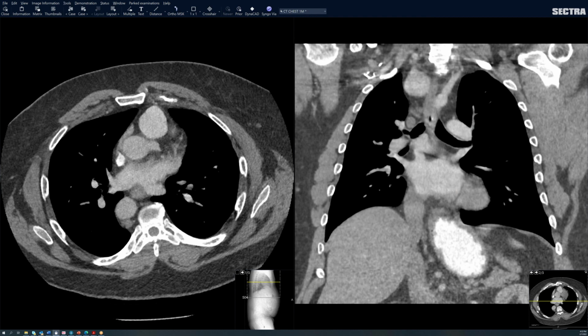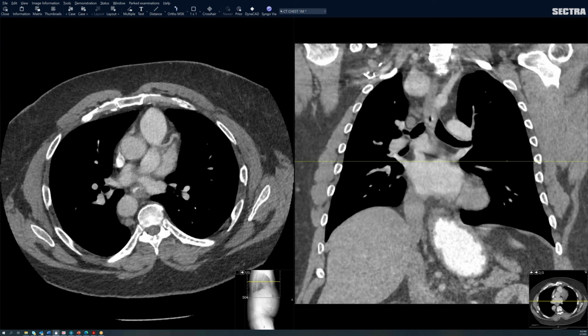Prachi, is there vasculature from those hyperlucent areas that is tracking back to the atria?